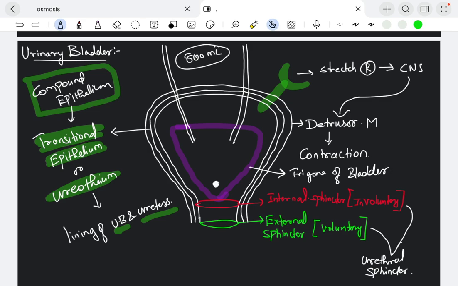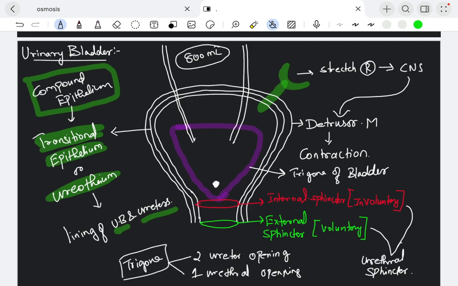I'll write it here because I don't have space there. So this trigone of the bladder has two ureter openings and one urethral opening. Together they form a trigone. They form the trigone of the bladder.